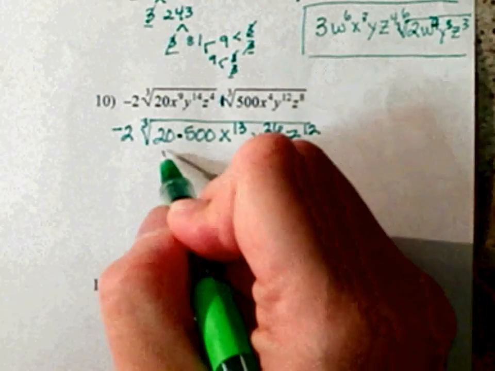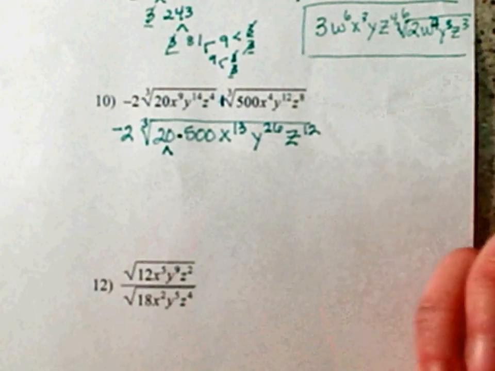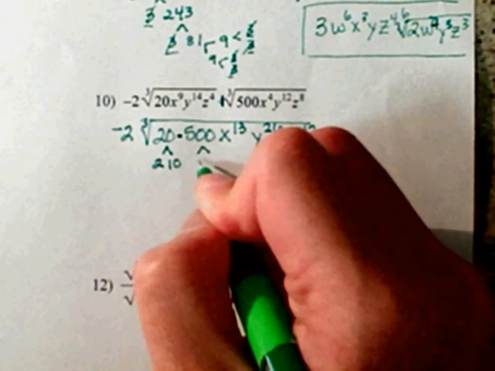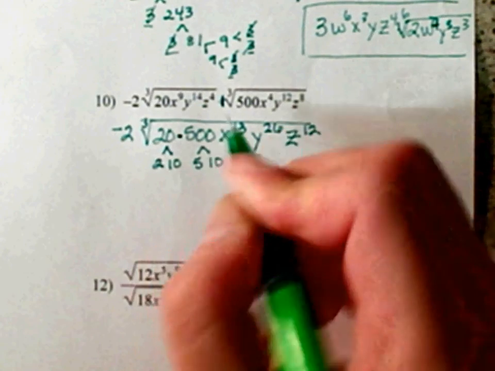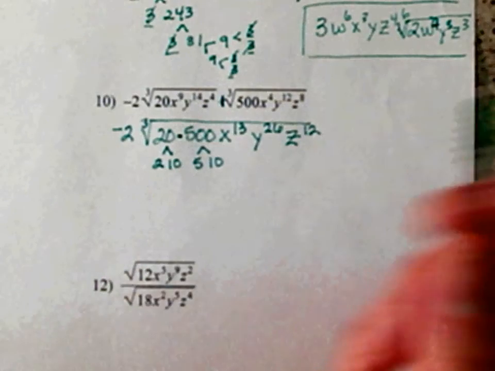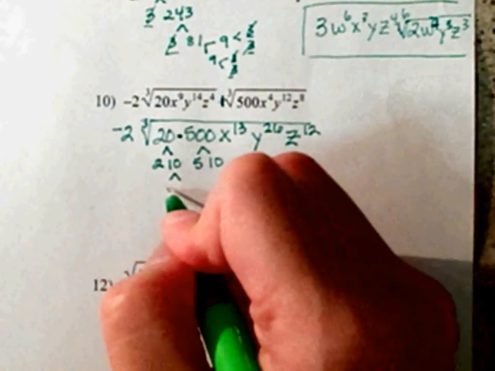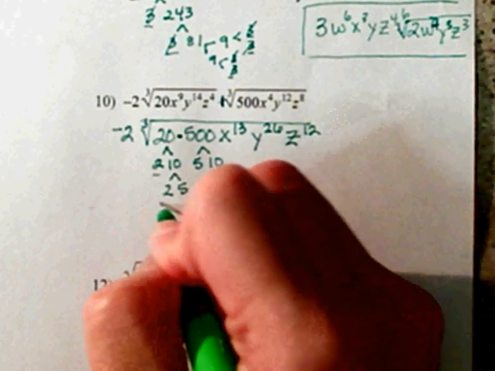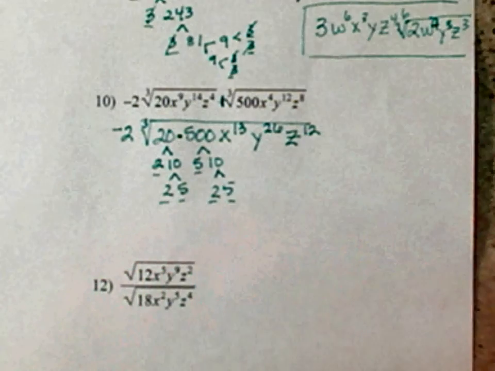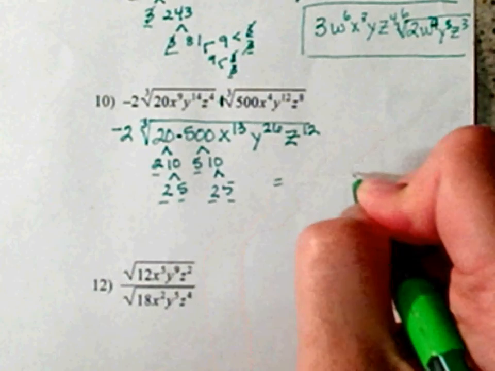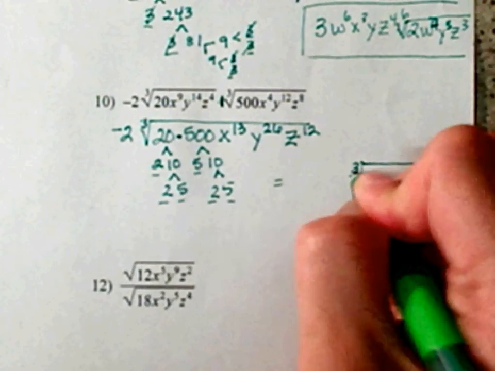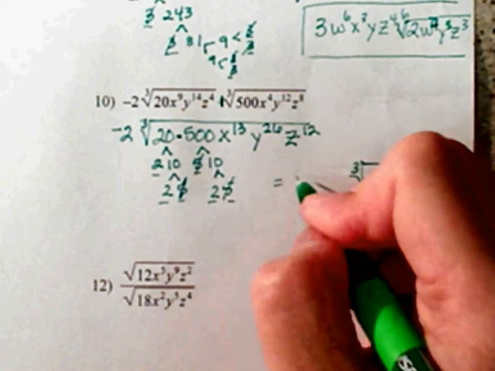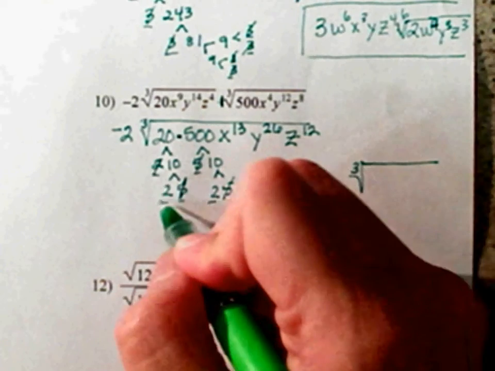3 of a kind. Factors of 20, 2 and 10. Factors of 500, 5 and 10. I'm looking for 3 of a kind. Not yet. Factors of 10, 2 and 5. Factors of 10, 2 and 5. You guys see 3 of a kind? Draw your cube root. I see 5s. 1, 2, 3. 5 comes out. 1, 2, 3. 2 comes out. Okay?